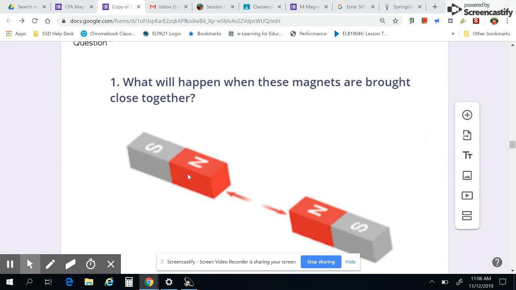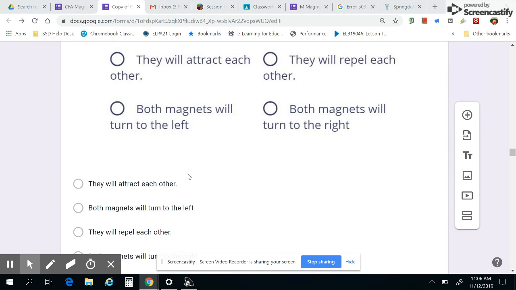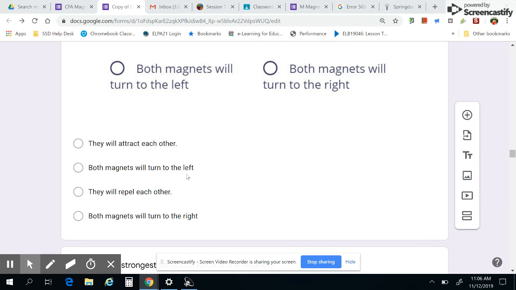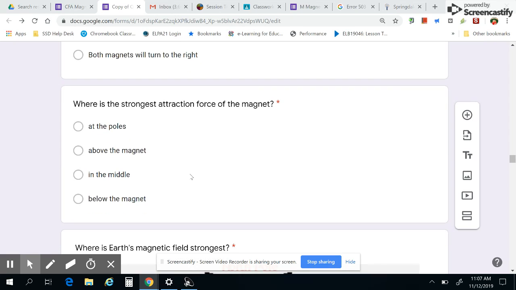What will happen when these magnets are brought closer together? They will attract each other. Both magnets will turn to the left. They will repel each other. Both magnets will turn to the right. Where is the strongest attraction force of the magnet? At the poles, above the magnet, in the middle, below the magnet.